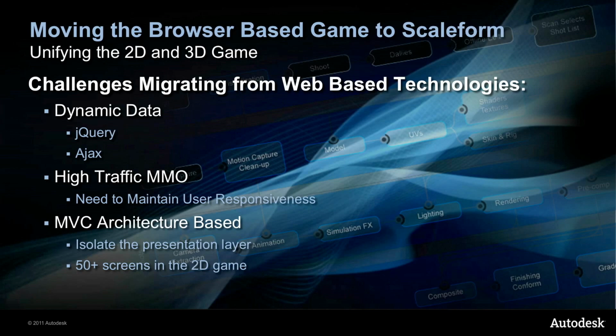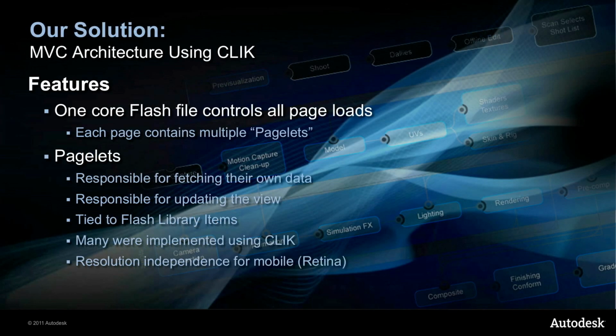So what we ended up going with is a core Flash file that manages all the different sections. For page loads, it might be a game lobby or an army screen where you see all your units, that kind of thing. So we have one Flash file that manages all that, and then we have mini pagelets, we call them, that get loaded. Pagelets are standalone things that one guy can work on at a time, and then we integrate them all on the screen at once.